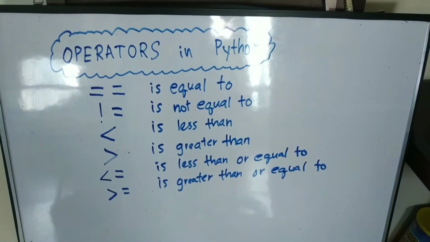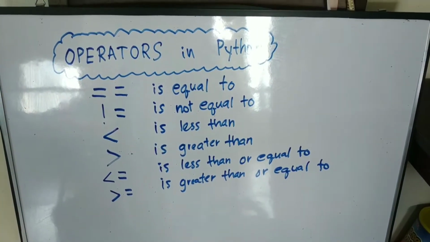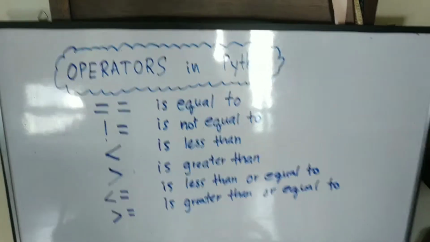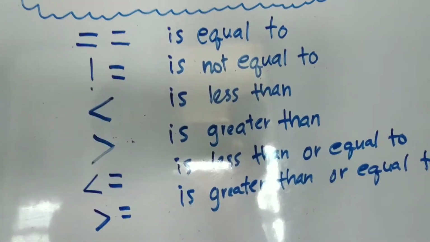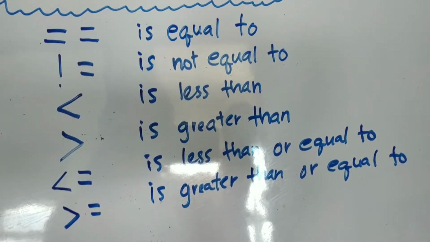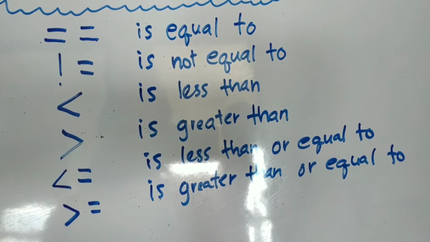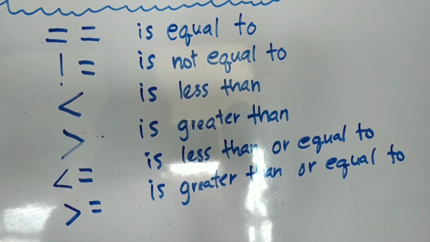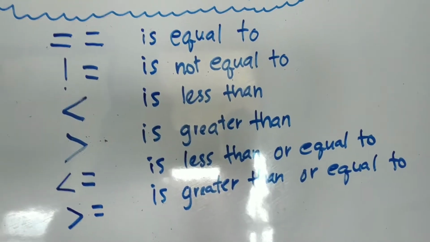Ano, Sophia, yung mga operators natin? Meron tayong is equal to, equal is equal to. The not equal to is the exclamation point. We have is less than, is greater than, is less than or equal to, is greater than or equal to.